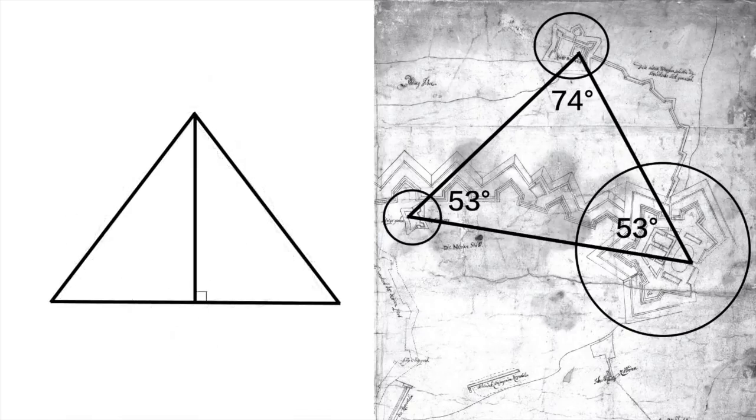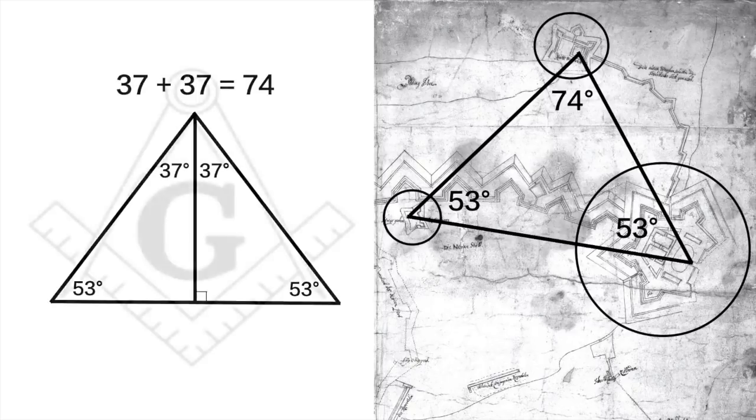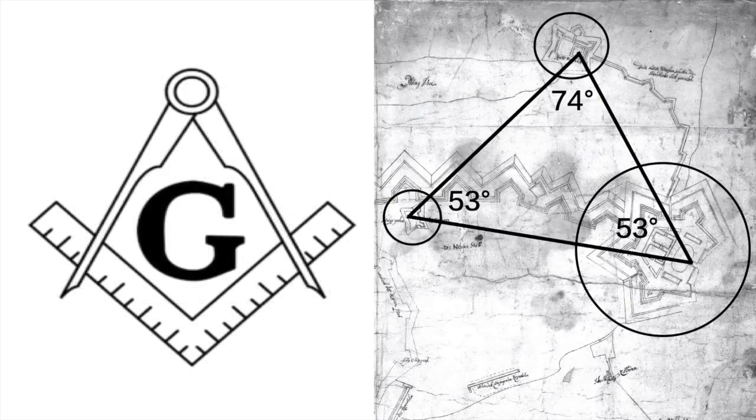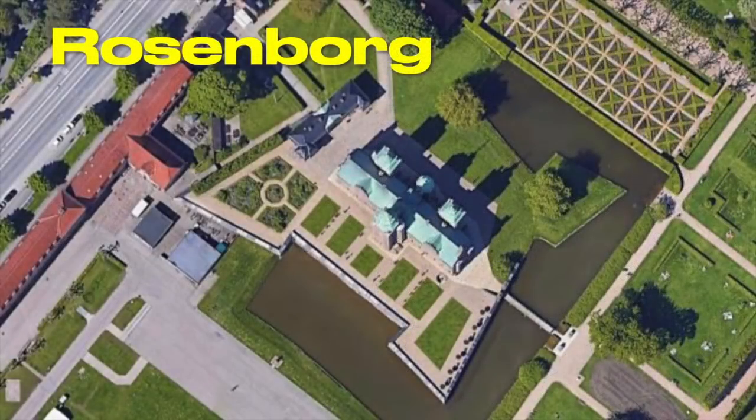With angles of 90 degrees, 53, and 37. Two angles of 37 degrees add up to 74. It's likely, then, that there's some Masonic intent behind the location of these angular star-shaped fortifications. So let's take a look at Rosenborg Castle.